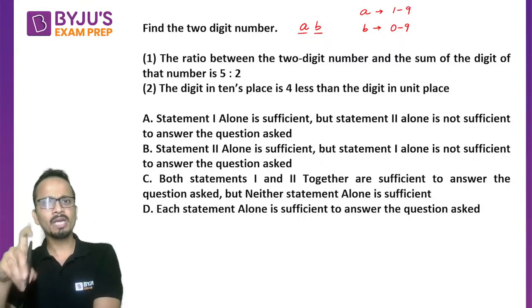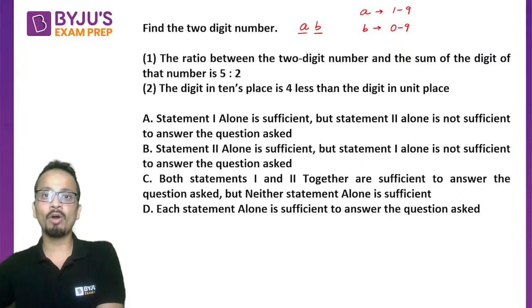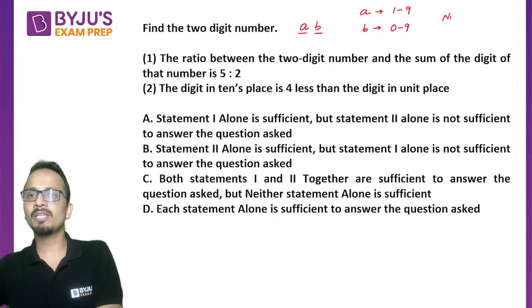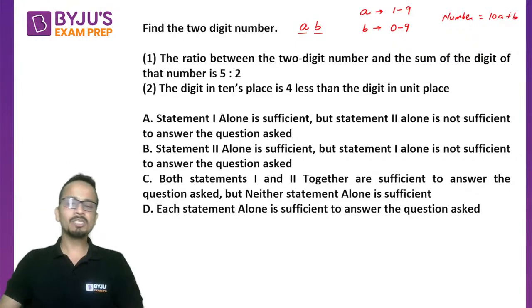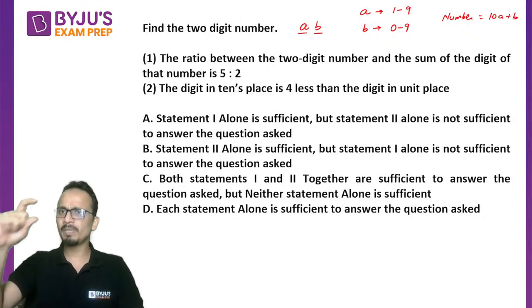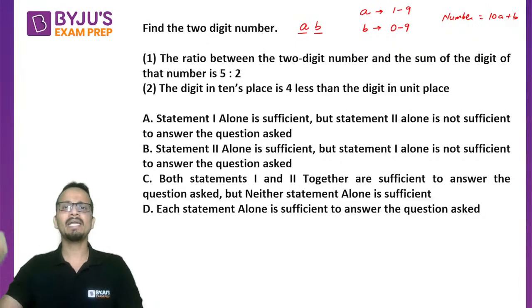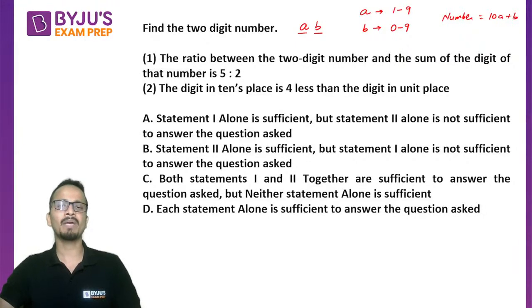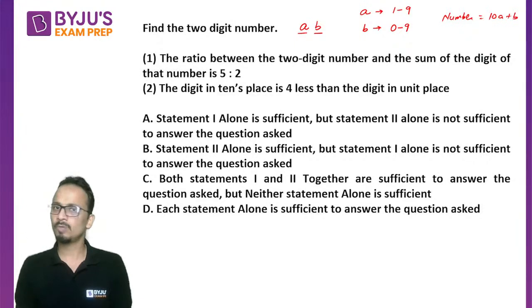Now, when they are talking about a two-digit number, if I want to form a number using digits A and B, I can write the number as 10A plus B. Why 10A plus B? Because the digit at tens place is multiplied by its place value, which is 10, and the digit at units place is multiplied by 1, and these two numbers are added to form the number. Okay.